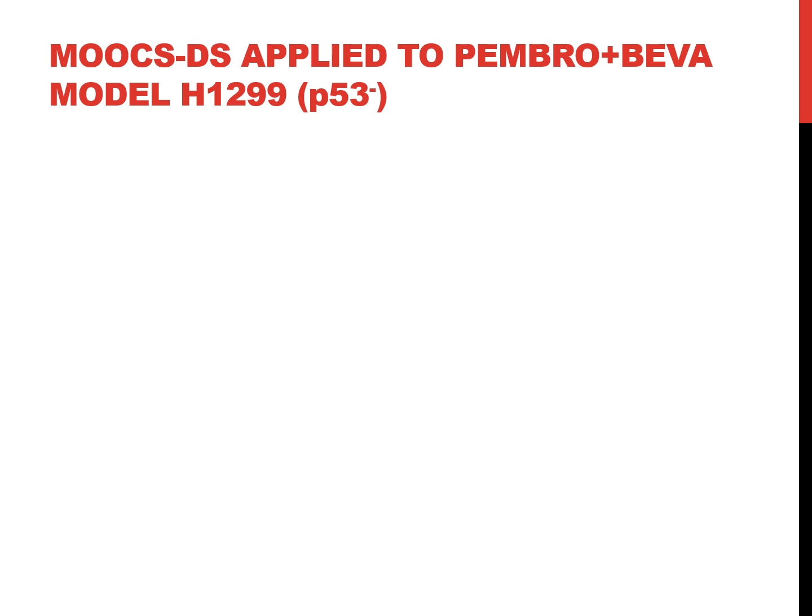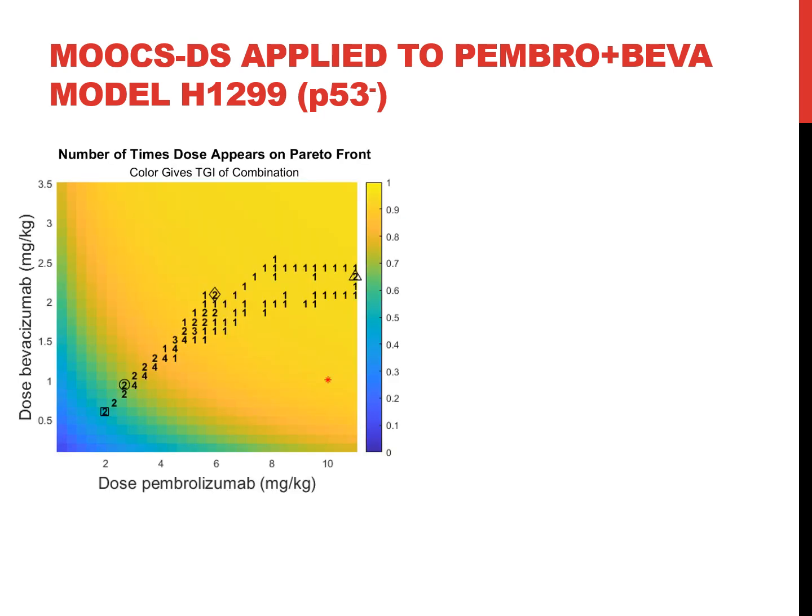Okay, now let's try applying it to the second set of data, 1299. So same plot. This is our original protocol that they used. And now we'll look at the doses that appear on all the Pareto fronts here. And this looks much better. So you have reasonable doses for 1299.